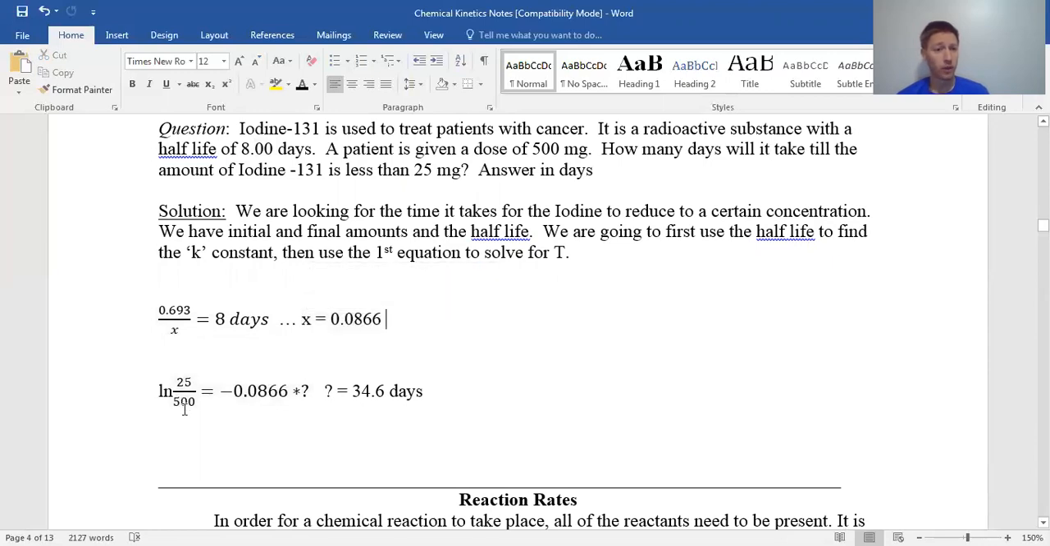Then we can say, well, we gave the patient 500. We want to know when it gets down to 25. So 500 would be our original. 25 is how much we have now. Solve for the time. In this case here, it turns out to be about 34.6 days, which means we would tell the patient, come back in 5 weeks, we'll give you another dose.